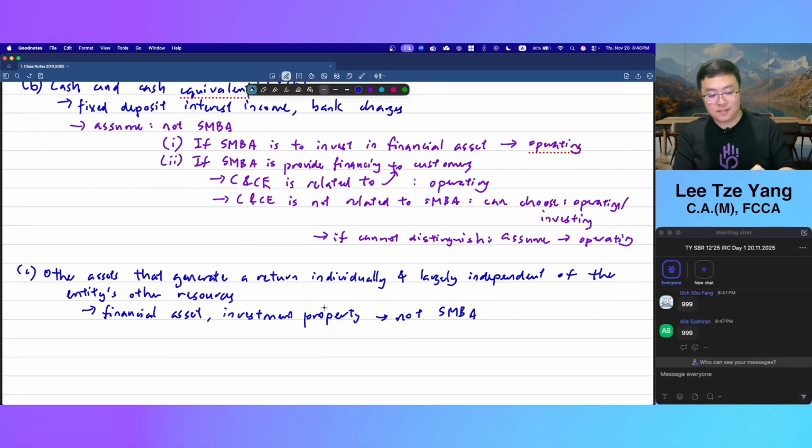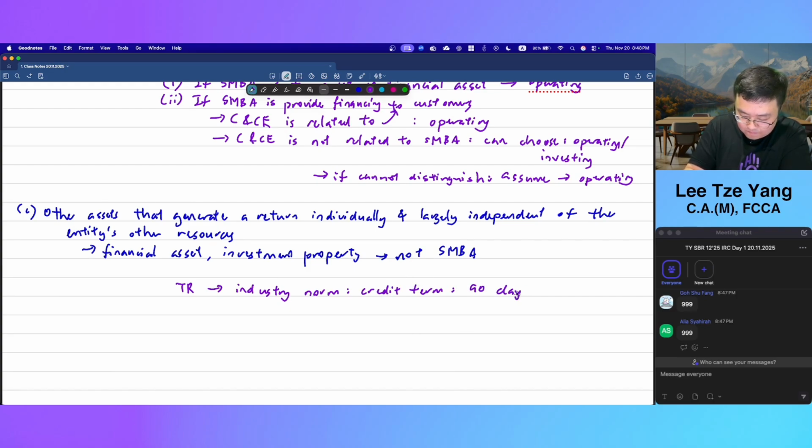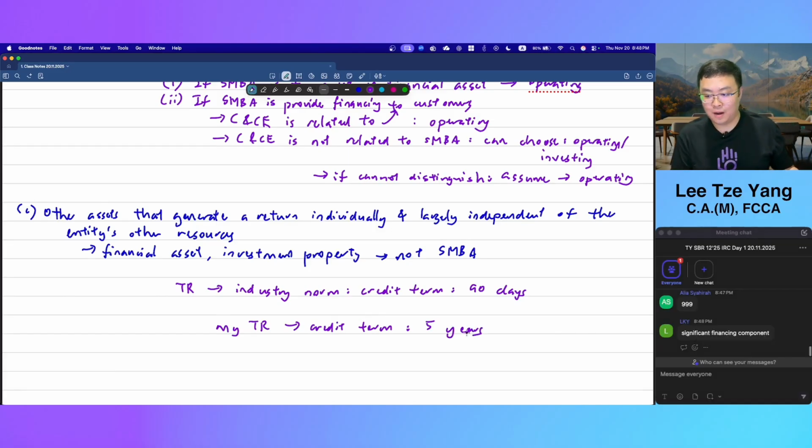Okay, consider this scenario. You tell me, operating or investing. Trade receivable, industry norm credit term, 90 days. But there is one trade receivable where my credit term, I give 5 years. Whoa. Teacher, you sure? You sure? Correct. Okay, why? This is a significant financing component.